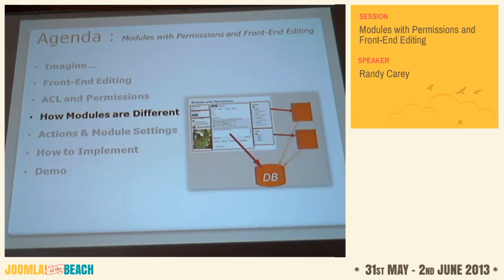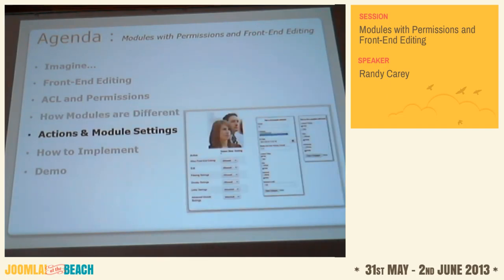How are modules different from components? They are different, and that means the way we edit on the front end is going to be different than the way we edit components on the front end. And when we set up permissions, there are things called actions, and modules have their settings. Instead of create, edit, delete, we might have formatting or display or list settings that go to each module. And how do we tie them to the different fields that we allow? And which fields do we want to provide in the front end?